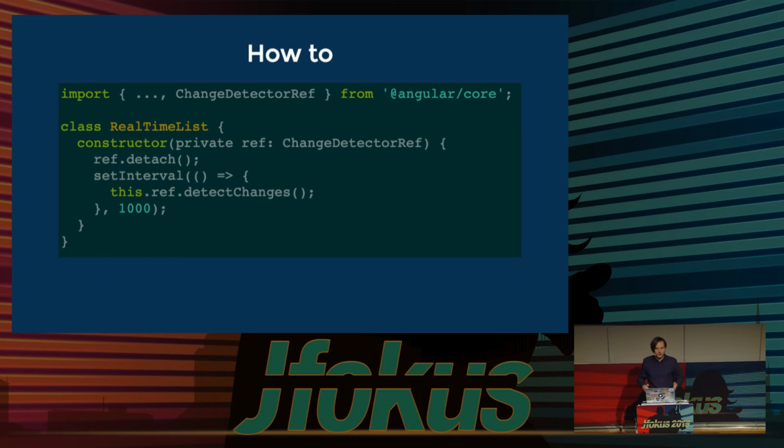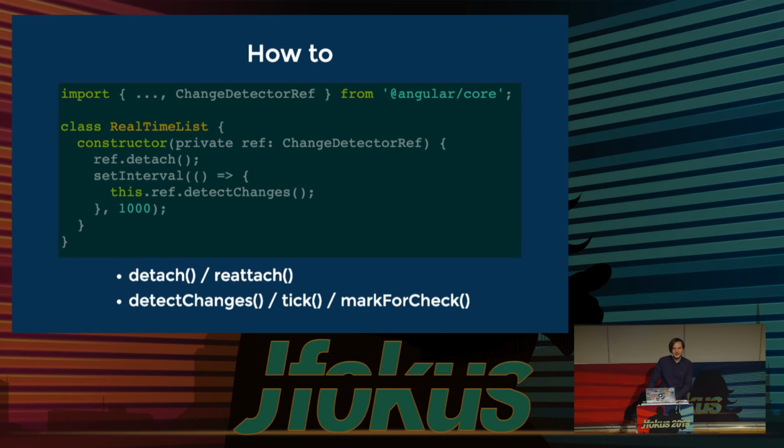So what do you do? You just use the method detach, and then on your own interval, on your own schedule, you run the change detection yourself. So the methods are detach, reattach if you want to return to the initial state, plus more things for us to have full control of this process.